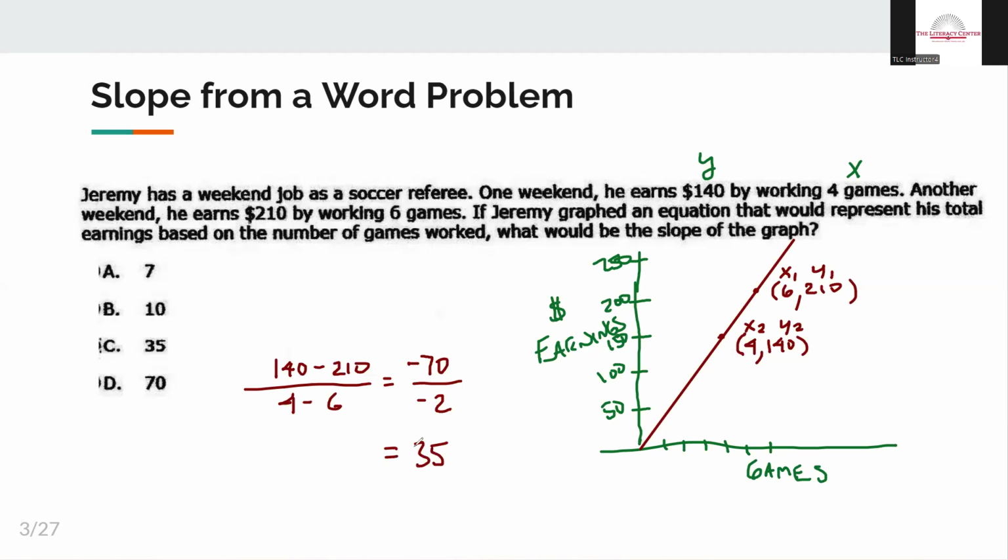And what that means in this case is that he makes $35 per game. And you might have looked at these numbers here and said, well, I could have got that by just dividing 140 by 4. I'd get 35. I could have divided 210 by 6, and you could get 35. And that is true in this particular case. That will definitely work.